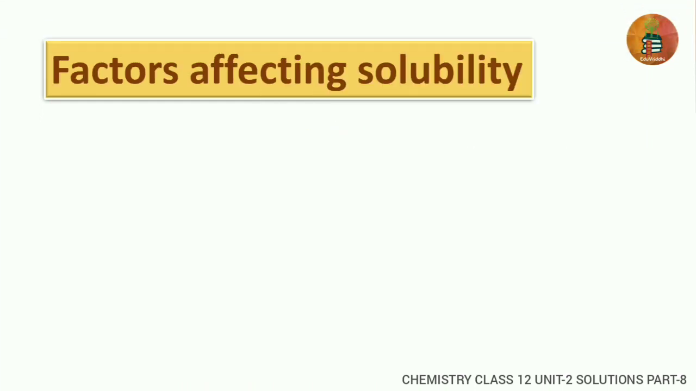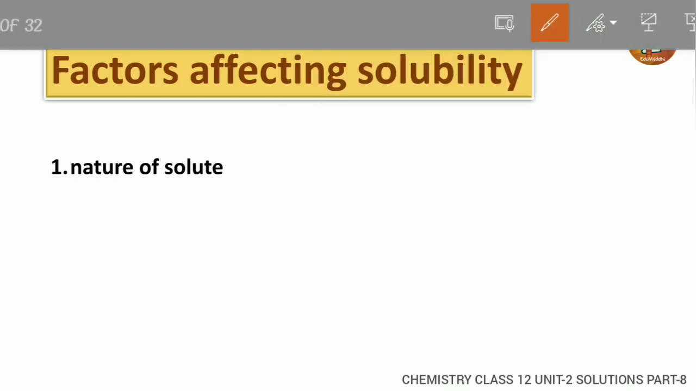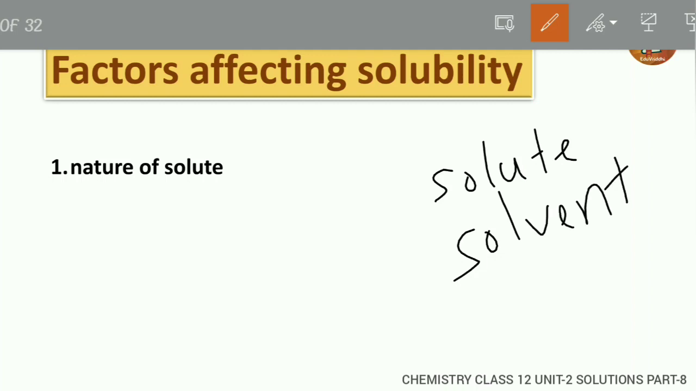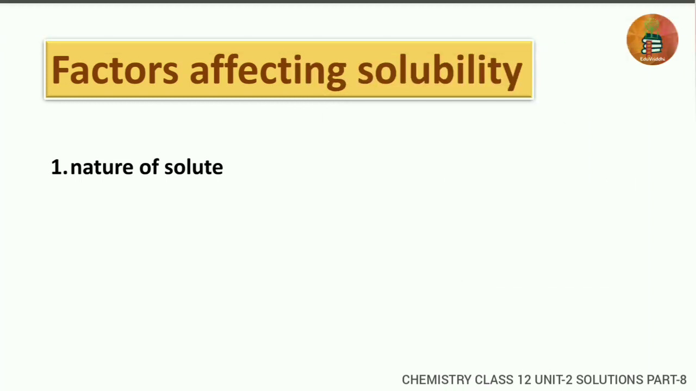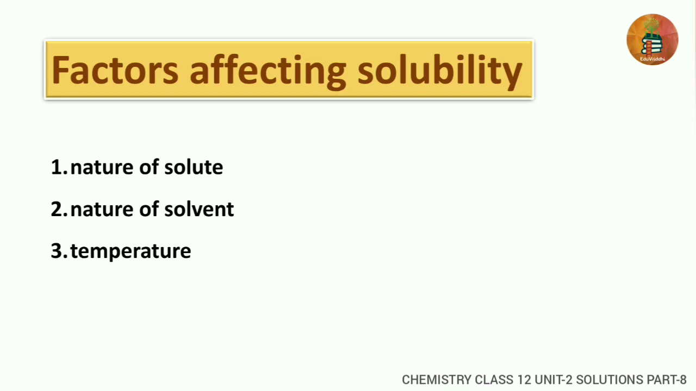So what are the factors affecting solubility? Solubility depends on some factors that we will see here. The first factor is nature of solute. We know that any solution is made up of solute and solvent. So both solute and solvent will make a solution. So in turn, the factors which affect the solubility are the nature of the solute, nature of solvent, and also temperature, because in the definition we have studied the solvent is at a particular temperature.